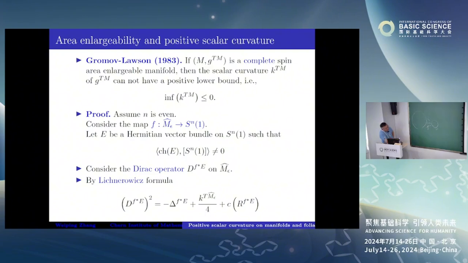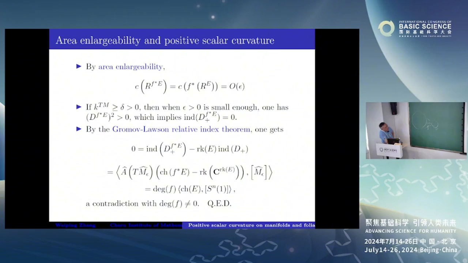The kernel will be 0, so the relative index will be 0. So this kernel will be 0. Then with the trivial coefficient, you can apply the same trick.